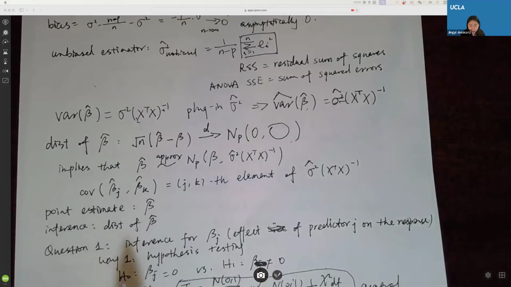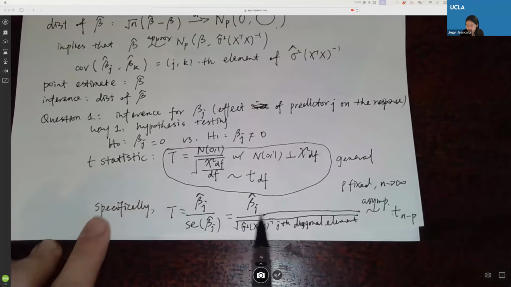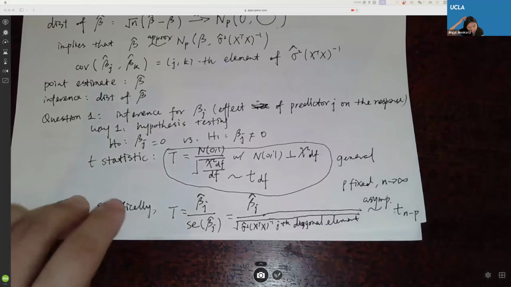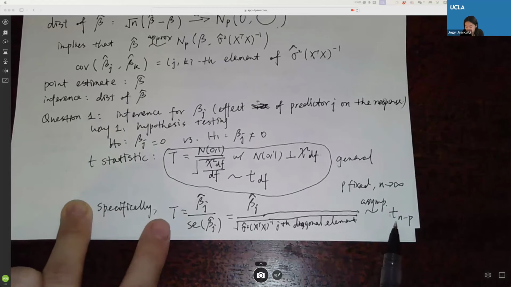Okay, so any questions before I continue? The next thing I hope to show you is the independence. So why is beta j hat independent of sigma square hat? That can justify the t distribution.